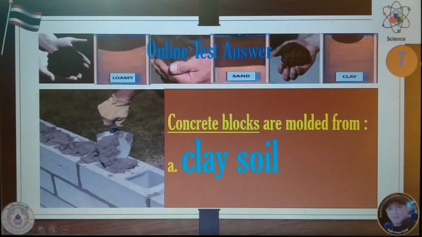Online test answer number 7. Concrete blocks are molded from A. Clay soil.